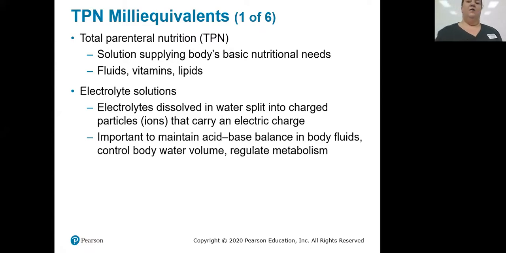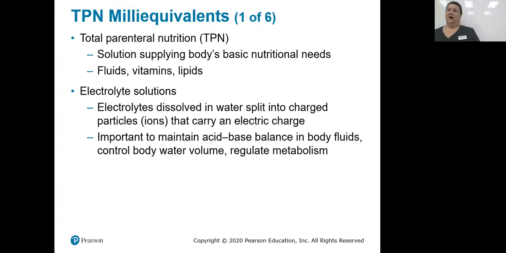Very quickly going to move over to page 334. So TPN milliequivalents. TPN first of all is referring to total parenteral nutrition. Remember, parenteral means that they are receiving this by route of injection. So when we talk about total parenteral nutrition, we are talking about a solution that is supplying the body's basic nutritional needs. It's getting the body vitamins, fluids, and lipids.